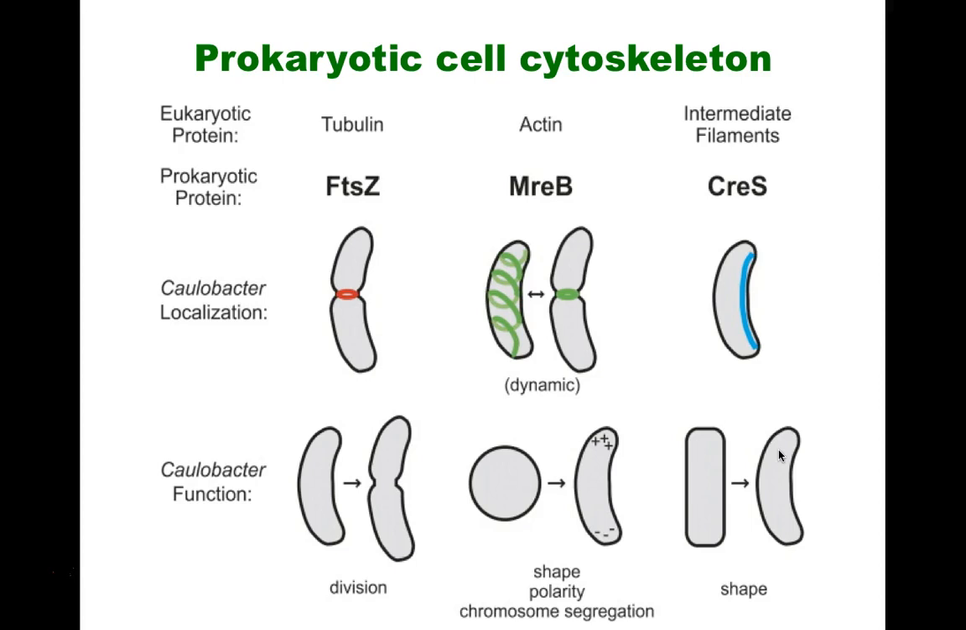Until scientists actually started looking for cytoskeletal structures in prokaryotic cells, it was thought for many decades that prokaryotic cells just didn't have a cytoskeleton. But when scientists started looking, lo and behold, there they were.